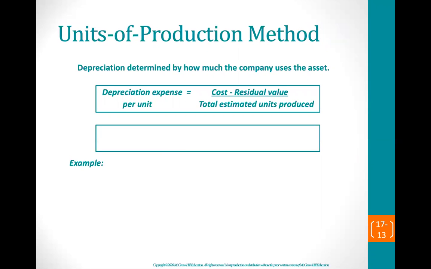The formula for calculating depreciation expense per unit is cost minus residual value divided by total estimated units produced. The first step is to calculate this depreciation expense per unit. You will notice that the top of the formula is the same as the straight line method. However, this time on the bottom of the formula, we're using total estimated units produced instead of years. Once you have your depreciation expense per unit, multiply it times actual units produced to determine the depreciation amount.